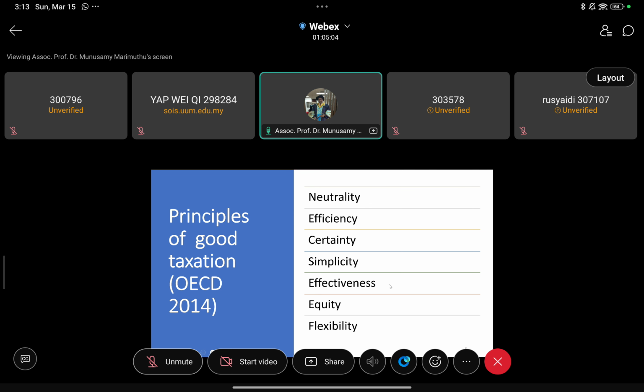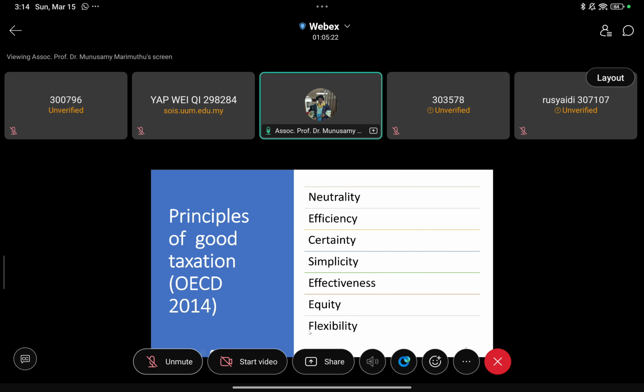Productivity, okay. So it is a very effective type of tax. Equity, I told you, okay. Equal, rich pay more, poor pay less, is equitable.